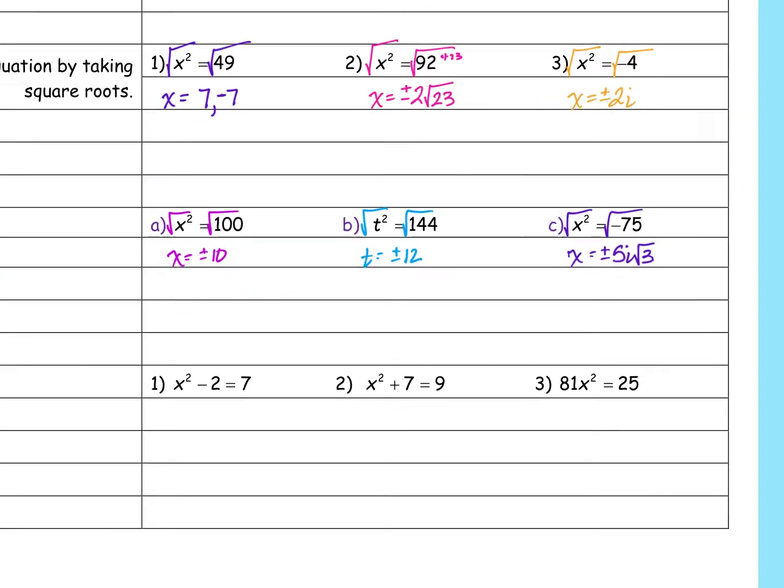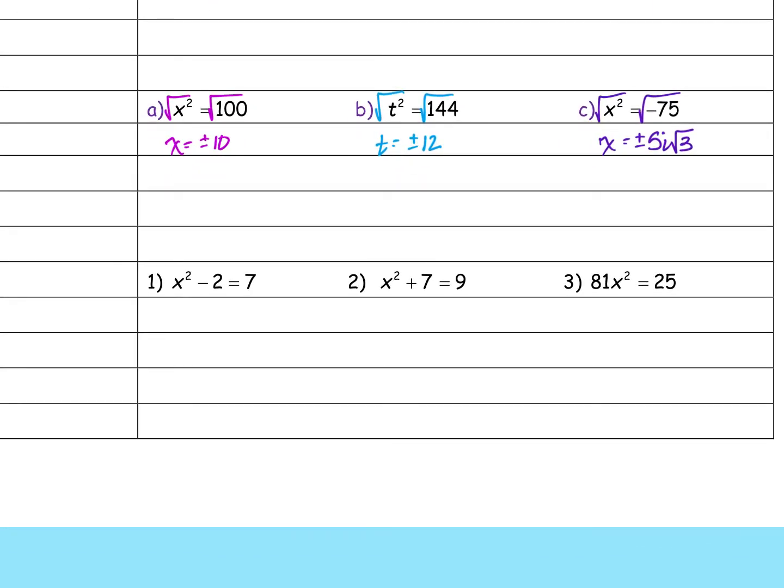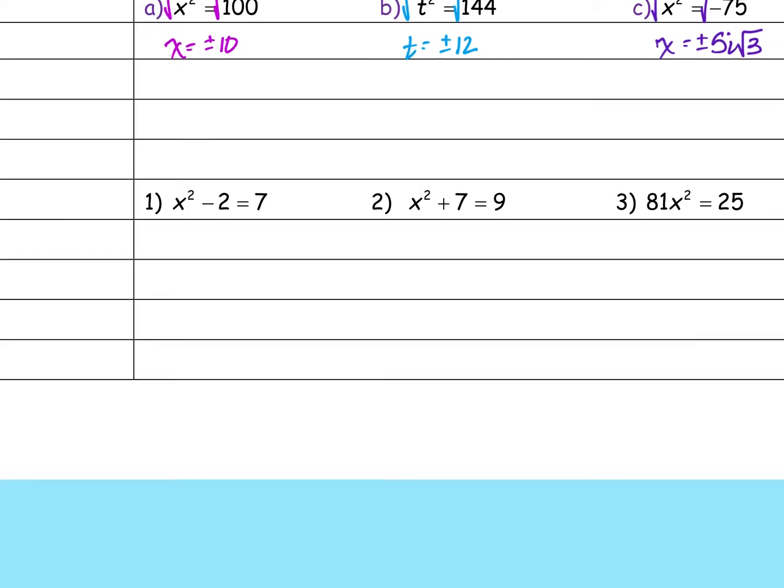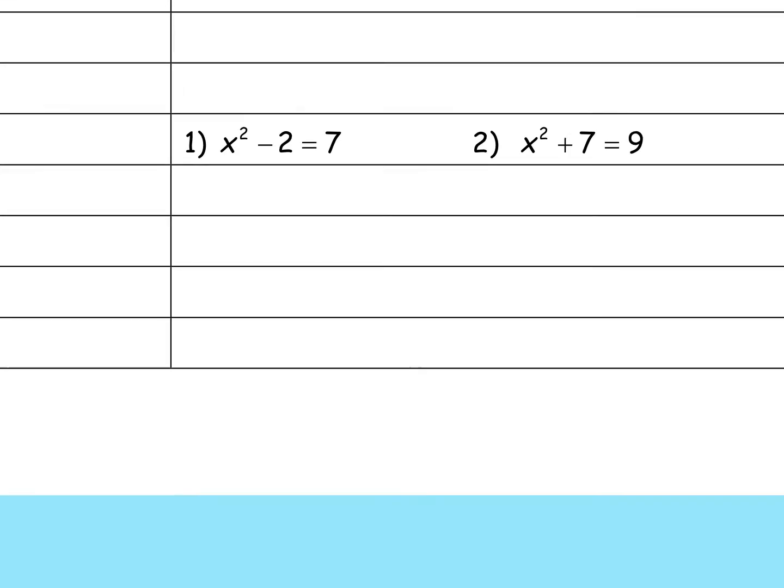Okay, so now we're going to go to one more step. Now we're just going to add a step to our square roots. We're basically doing the same thing. I've got to get the x squared by itself first before I can do the square root.